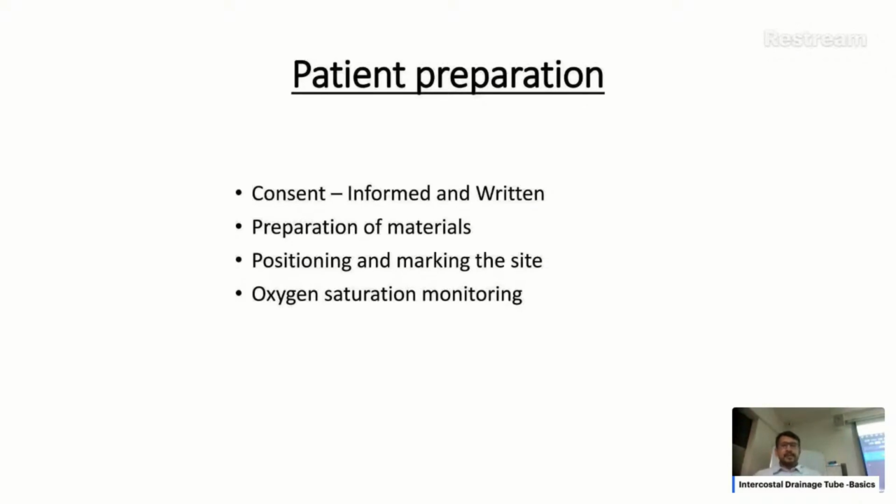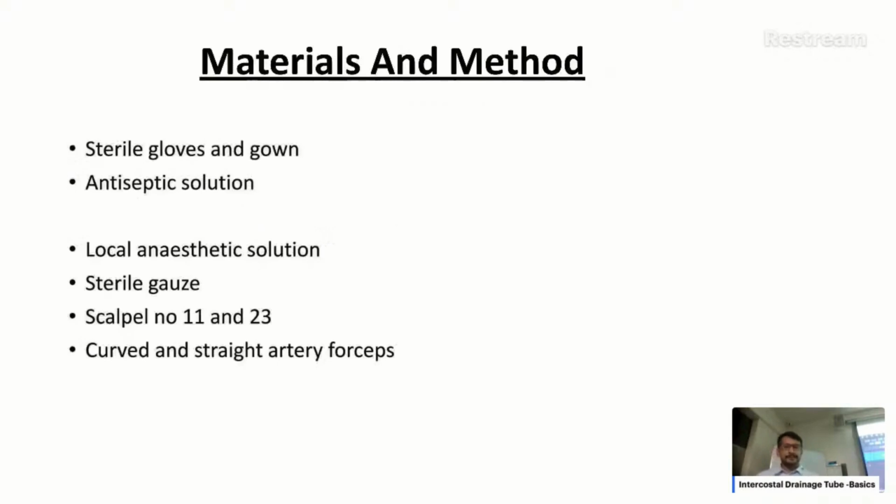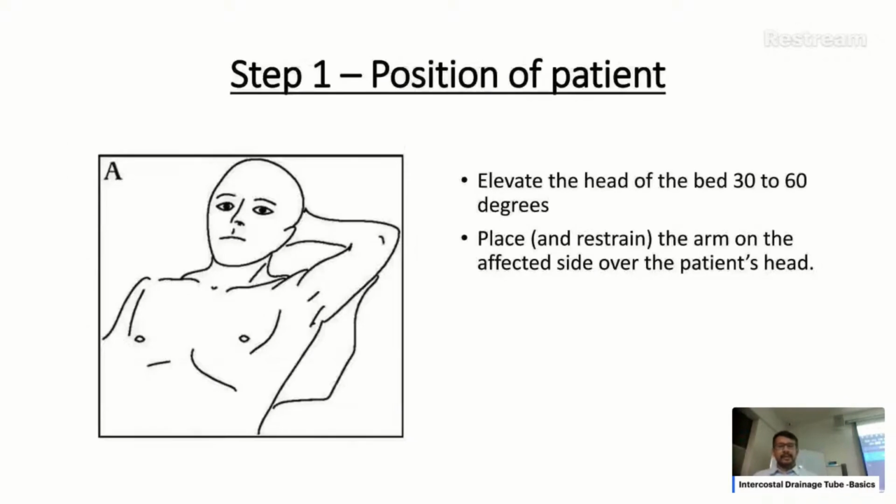For patient preparation, we start with informed consent, preparation of the materials, positioning, and marking of the site, and oxygen saturation monitoring is a must while placing the ICD. Materials required are sterile gloves and gowns, antiseptic solution for preparing the area, local anesthetic solution to infiltrate and prevent pain, sterile gauze, scalpel number 11 or 23, and curved and straight artery forceps.